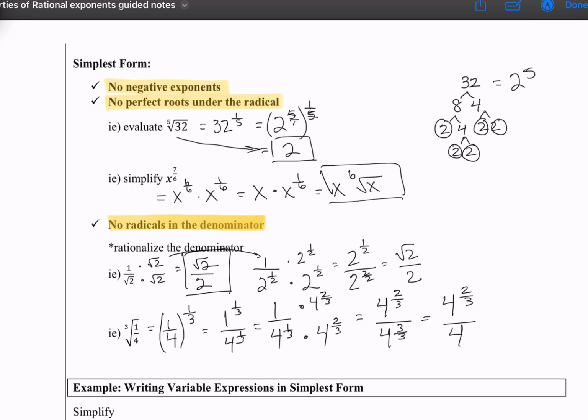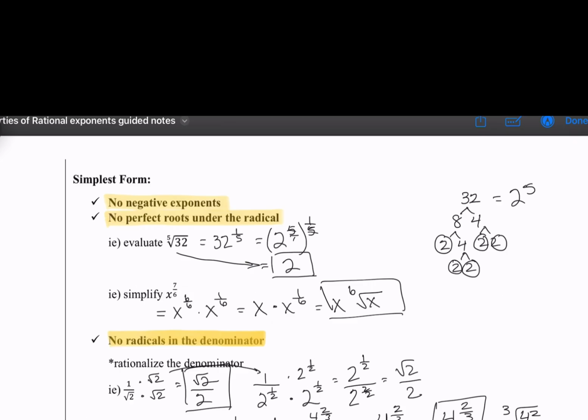That's one way that you could write it. You could also leave it in radical notation if you wanted to. So you could say, hey, this is the cube root of 4 squared, or 16, all over 4. Either one of these works. How about I'll leave it in rational exponent notation?